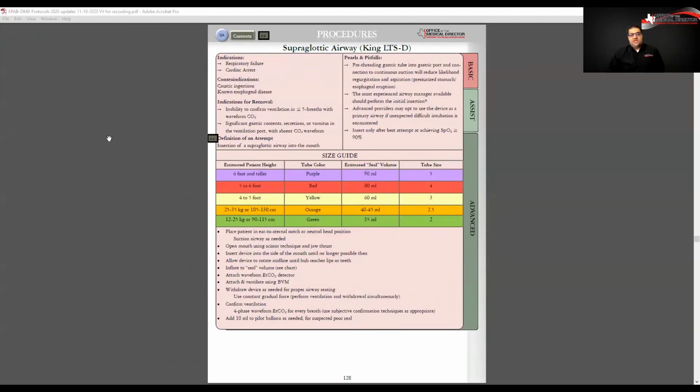On our supraglottic airway page, again, the only real change is the definition of an attempt here. So again, we ask that every time you place a supraglottic airway in the mouth with the plan to ventilate through it, that you would document that as an individual procedure. Again, the goal here is not to put a cap on the number of attempts, but really to make sure that our documentation is accurate.